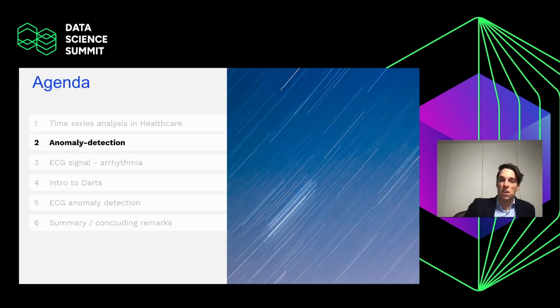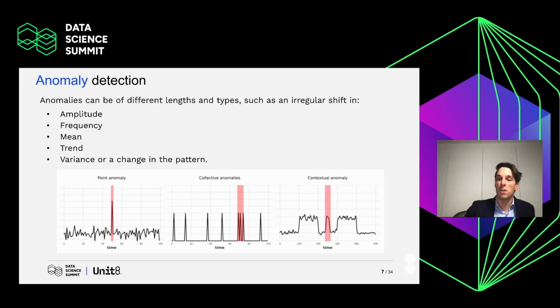So I'm just going to focus on the first point, anomaly detection, and let's first define what an anomaly is. An anomaly can be different in length and type, in terms of amplitude, frequency, with respect to the underlying data in mean or trend. It's definitely something which is not expected behavior.